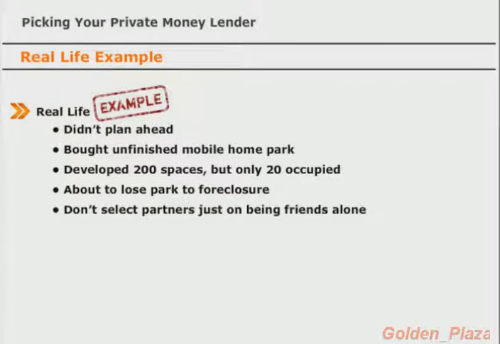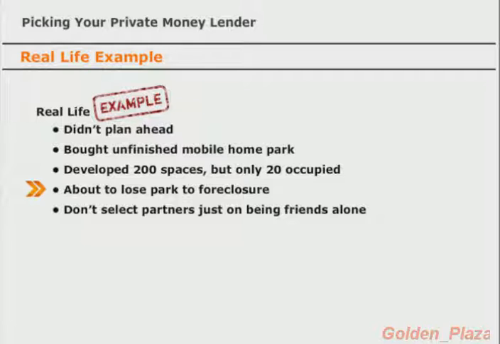Here's a real-life example about 2 people who formed a partnership without really thinking about what they were doing. They got together to buy a mobile home park that needed to be completed. They had developed 200 spaces, but only had 20 occupied, and were in financial trouble and about to lose the park to foreclosure. Neither partner had the expertise to develop a mobile home park. This happens too many times.